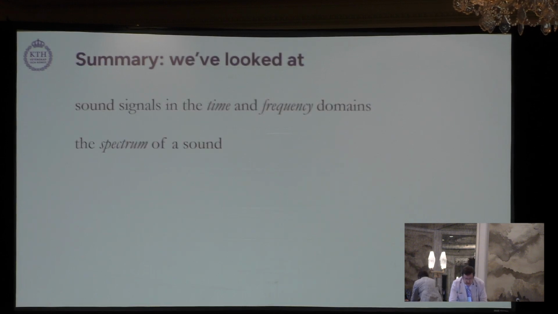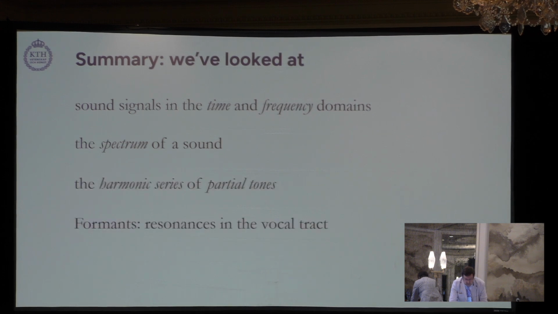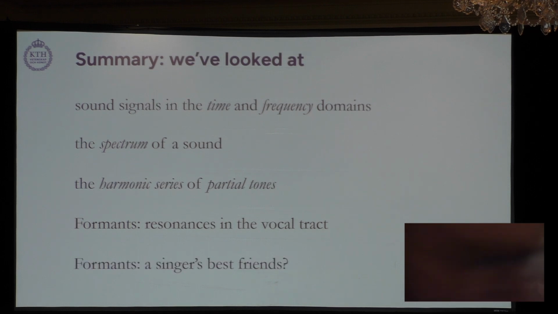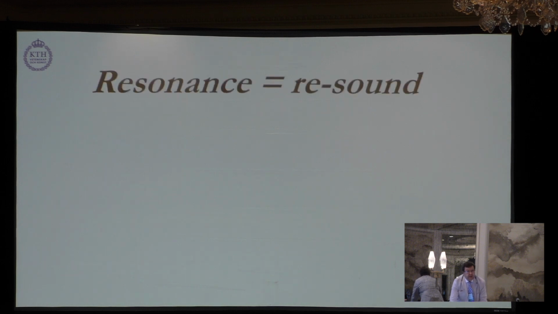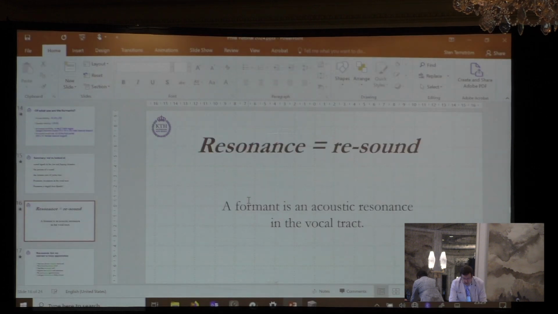So we've looked at sound signals in the time and frequency domains, we've looked at the spectrum of a sound, we've looked at the harmonic series of partial tones, and we've said that formant is a special name for resonances in the vocal tract, and they have special roles for singers, but also for theatrical speakers, and simply for everyone, because we have to have formants in order to say different vowels and consonants. I was hoping to demonstrate some voice synthesis as well, but time ran out. And I think I'll just leave it at that.